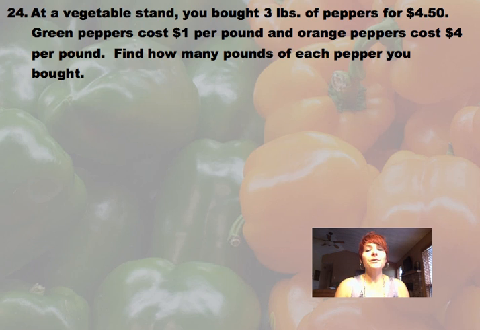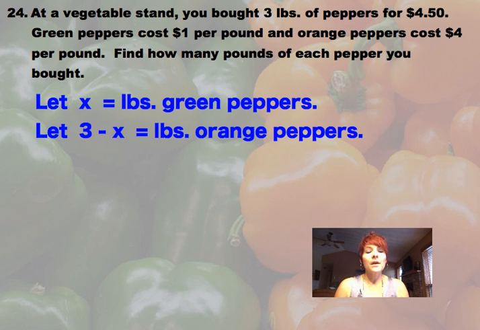And the first thing we need to do is figure out our variables. So first we're going to let X be the pounds of green peppers that we have. And then since there are 3 pounds total, I'm going to take that 3 pounds, subtract the pounds of green peppers, and that's going to give me the orange peppers. So we're going to let 3 minus X be the pounds of orange peppers. This way, if you do this with X and 3 minus X, we only have one variable that we need to solve for.